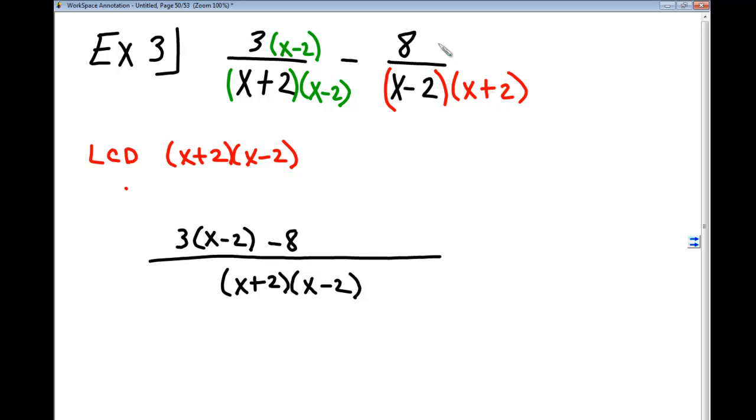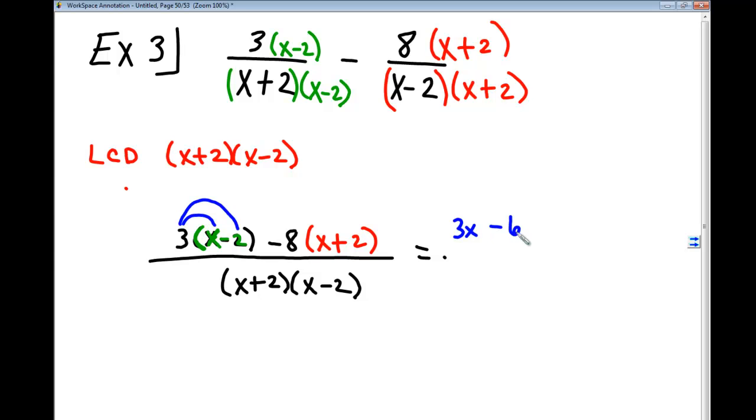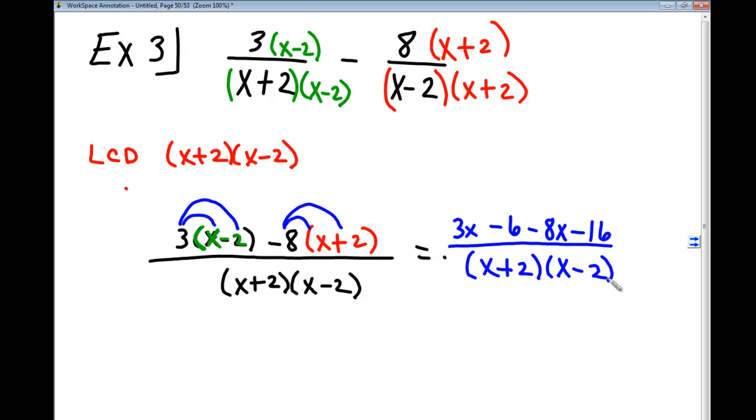X plus 2. At this point, I need to distribute and simplify. The 3x gives me 3x. 3 times negative 2 gives negative 6. Negative 8 times x is negative 8x, and negative 8 times 2 is negative 16. And all of this is over x plus 2 times x minus 2.